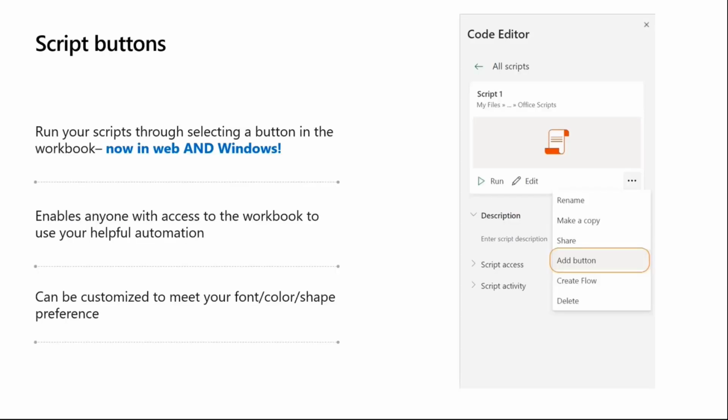All right, so here's just a brief recap of what we touched on. With the script buttons, you're able to add buttons through the web and run them within web and Windows, and that allows anyone who has access to the workbook to use your automation. Something we didn't look at is that you can also change the color, font, and shape of these different buttons. So that can be pretty nifty if you want to customize it specific to your workbook.